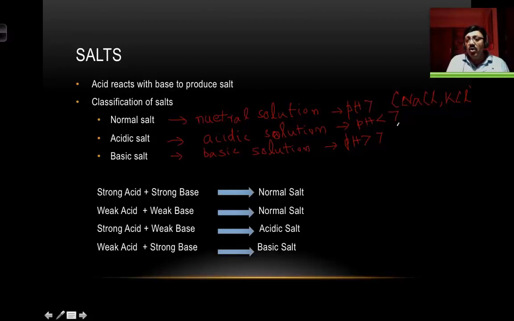All these are examples of a normal salt, right? Whereas an example of an acidic salt is ammonium chloride.